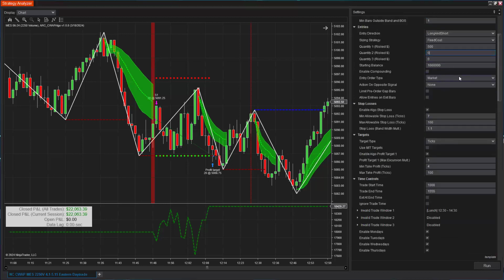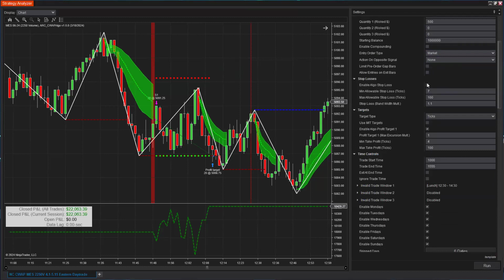Entry order type, market or limit. We would probably suggest market because it's coming into the VWAP. It's going to enter the trade based on that. It's not going to enter the trade based on bar close, so you might as well use market anyway. Okay, enable algo stop loss. You have a minimum and maximum allowable stop.